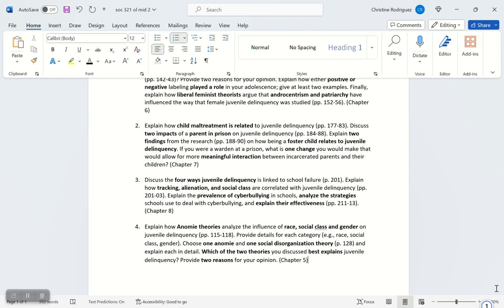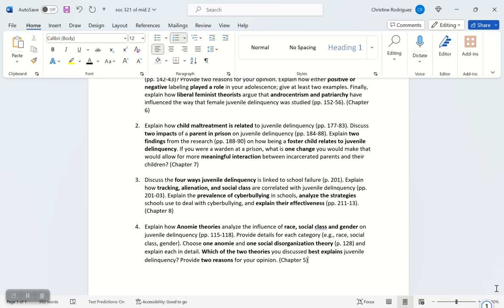Choose one anomie and one social disorganization theory and explain each in detail. I put page 128 there so you can take a quick look at that table, which is a summary of the various anomie theories and social disorganization theories. That way you can quickly choose one of each, and then you can go back and study the sections of those two theories that you chose.